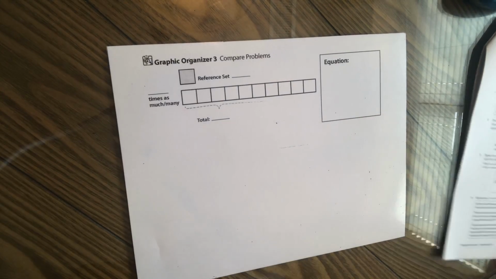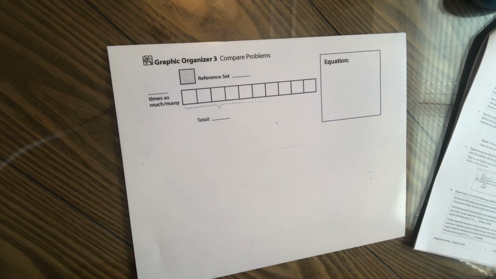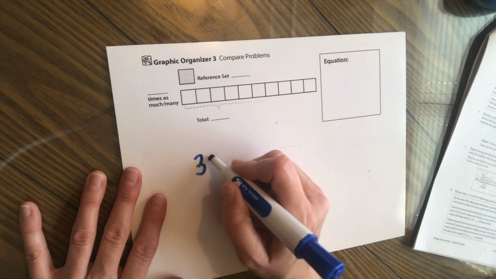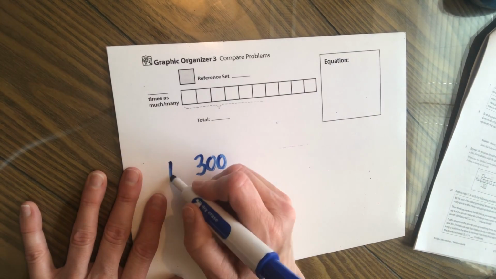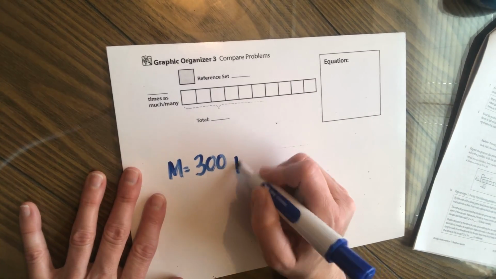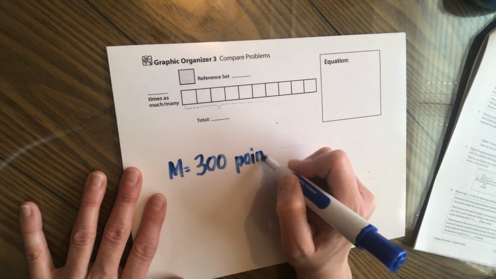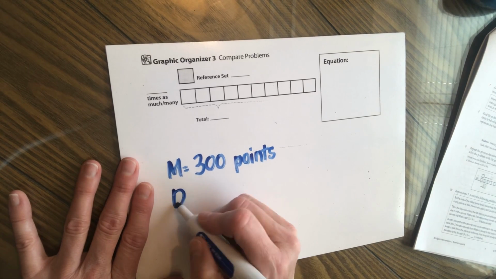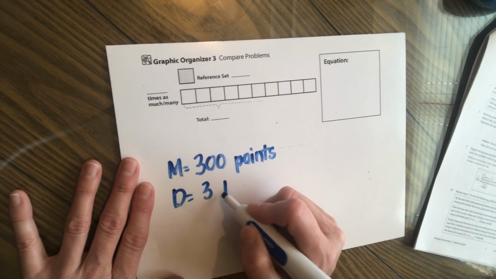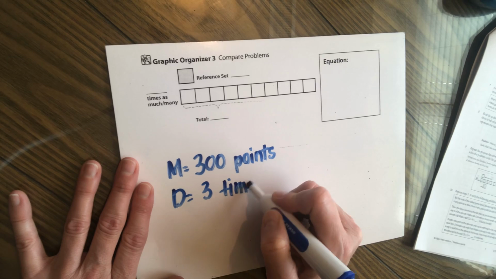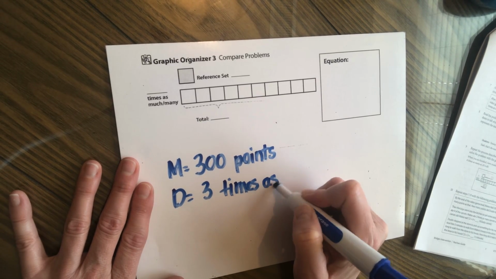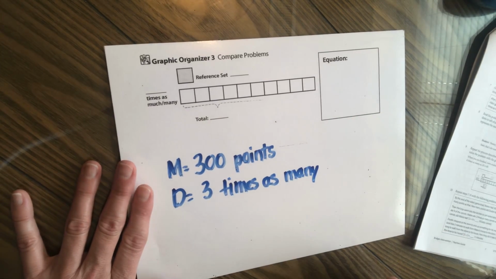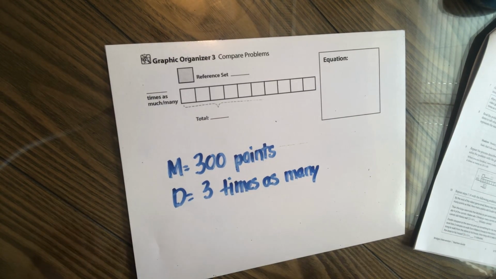Still working. By the end of the video game, Mateo had 300 points. I'm going to put M for Mateo, 300 points. This is after they've played for a while. Dustin had 3 times as many points as that, 3 times as many as Mateo. And we want to know how many points did Dustin have.